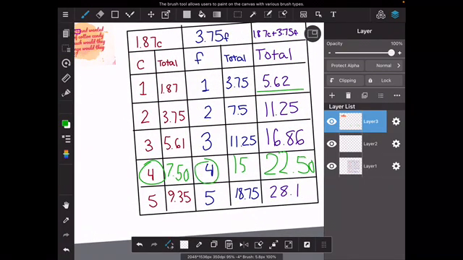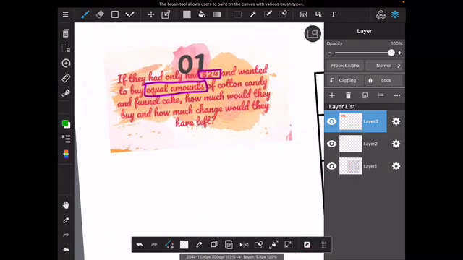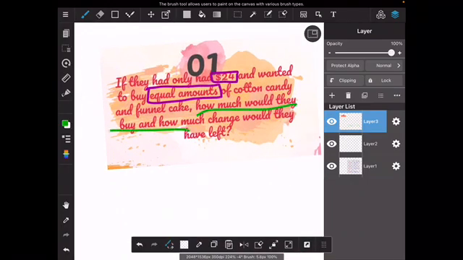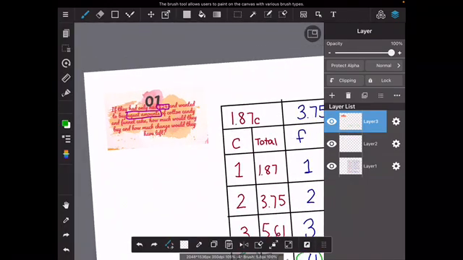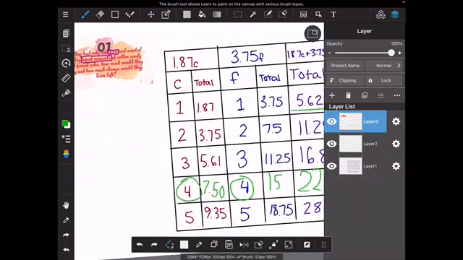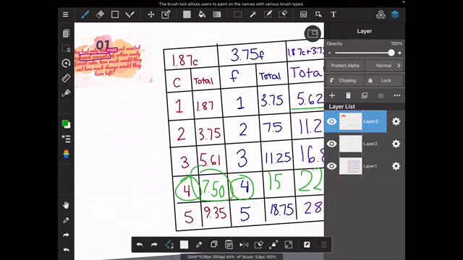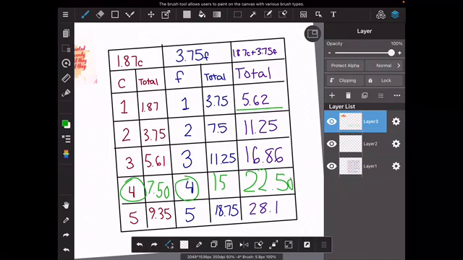4 is our answer. How many of each could they buy? They could buy 4 of each. So the total for the cotton candy would be $7.50. Total for the funnel cake would be $15, and together they would make $22.50.